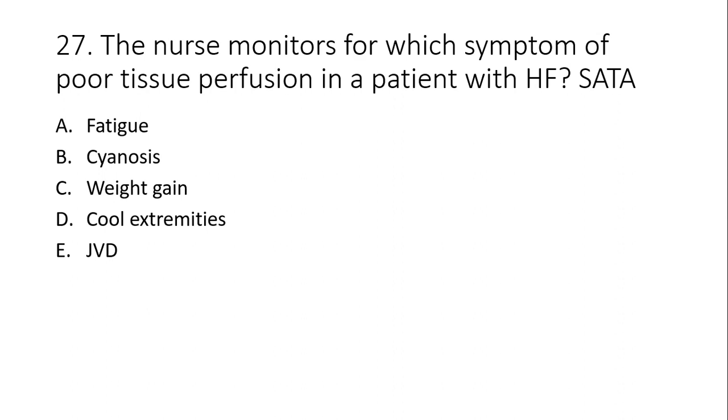Right. So really with poor tissue perfusion, it's an issue with the blood getting where it needs to go. For our musculoskeletal system, if we're not getting enough blood to our muscles, we're going to be more tired, we're going to fatigue easier. And along the same lines, we can see cyanosis, the blue discoloration from not enough oxygenated blood getting where it needs to go. Weight gain and JVD are more of an issue of venous return. That fluid's getting backed up, it's not getting back to the heart. And with cool extremities, you're not getting that warm blood out. So it's an issue with perfusion.